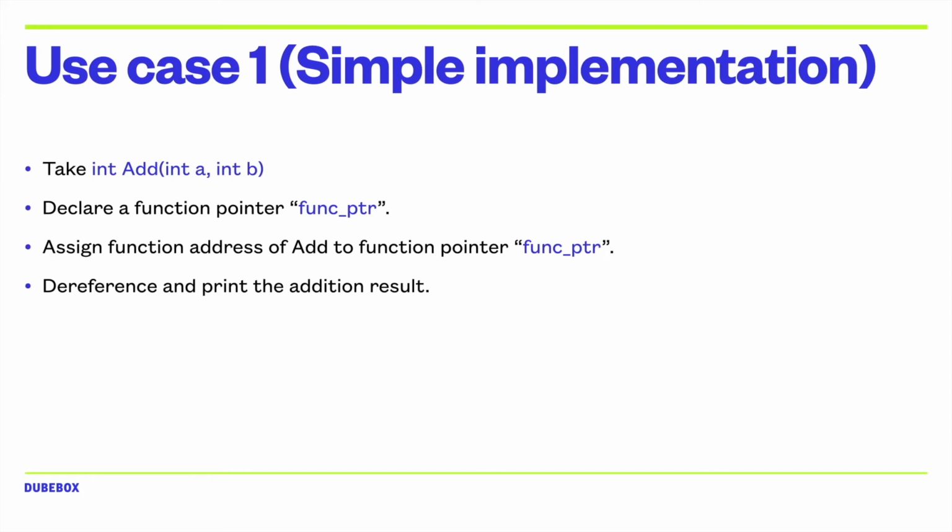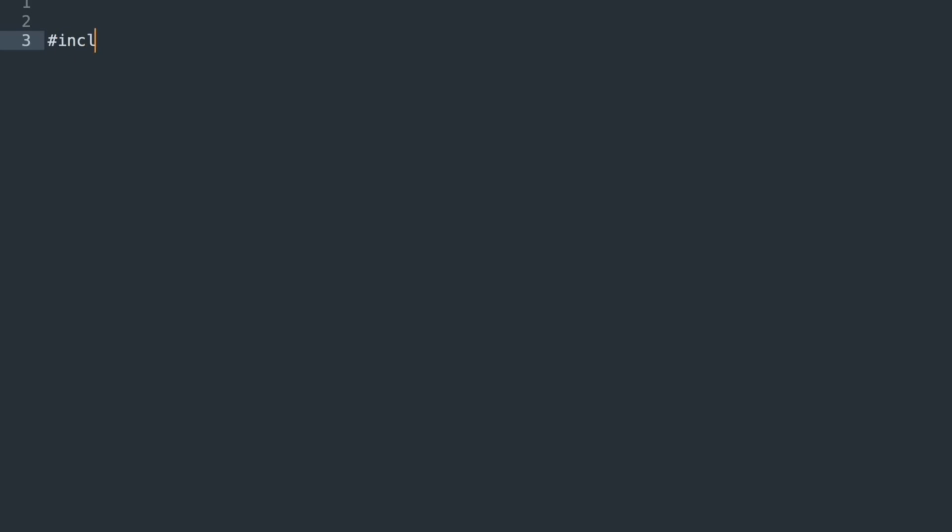Now we'll write the code for this. #include <stdio.h>. Next, we will define the add function, int add, which will take two arguments a and b, and it will return the addition result.